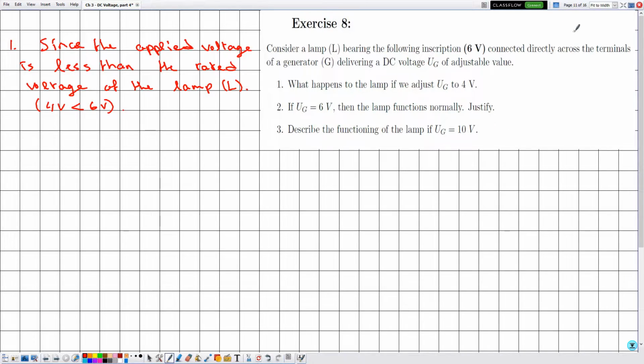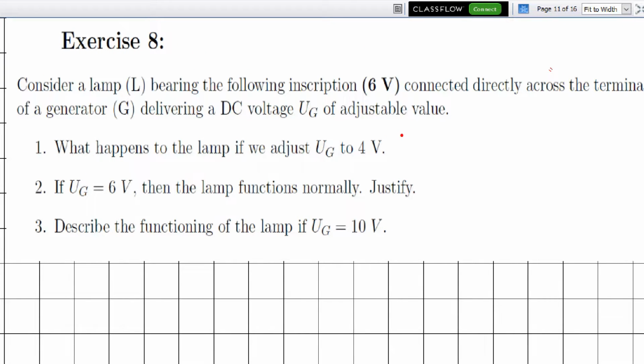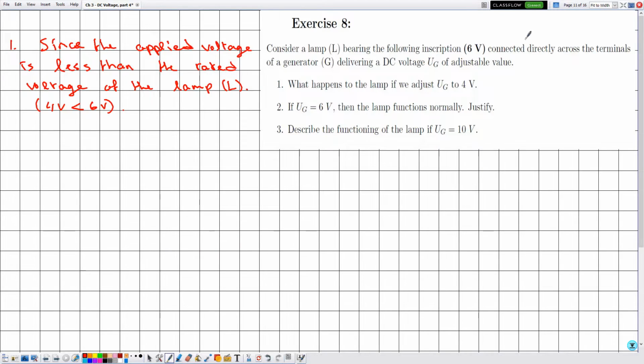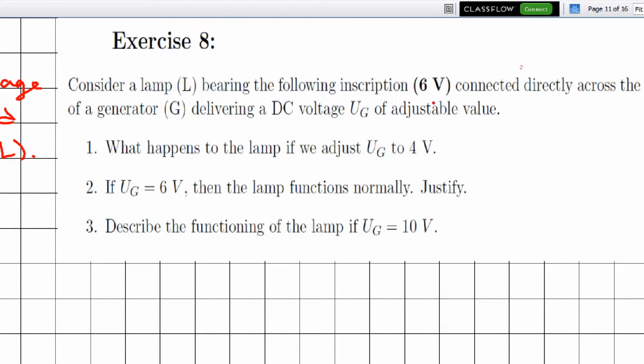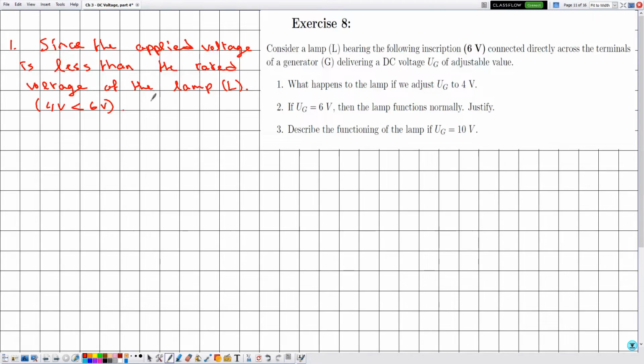And now here the students may be confused and say that 6 volts is greater than 4 volts, so the lamp may function strongly or burn out. Notice that we always must compare the applied voltage to the rated voltage. So we always start with the applied voltage and compare it with the rated voltage. So 4 volts is less than 6 volts, and we never start with the rated voltage to compare it with the applied voltage.